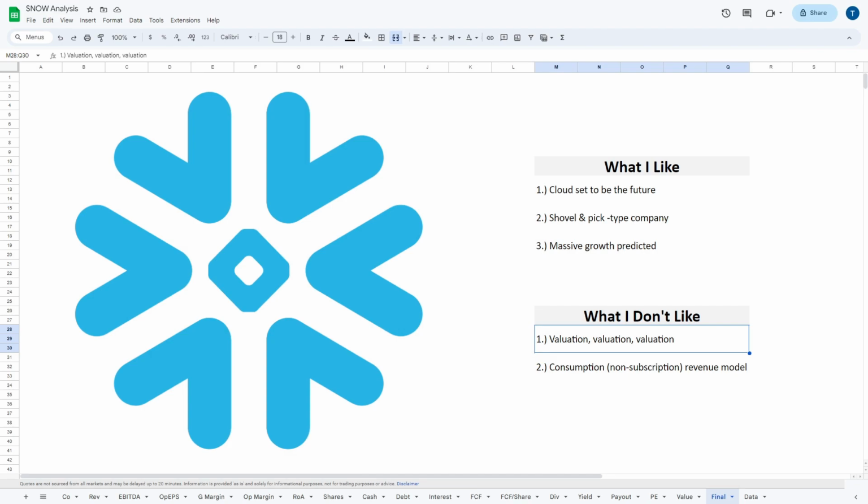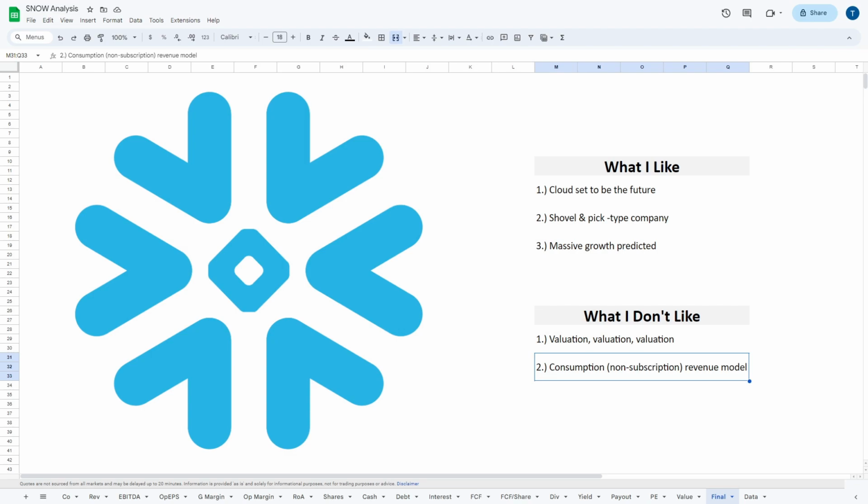And then the second thing I don't like is that Snowflake is a consumption or non-subscription revenue model, which means that a lot of the costs are put upfront on a company. And that's not necessarily a bad thing when times are good because companies can afford to invest in themselves. But when times get tough, these consumption model companies tend to suffer the most because either a company buys your infrastructure or they don't.